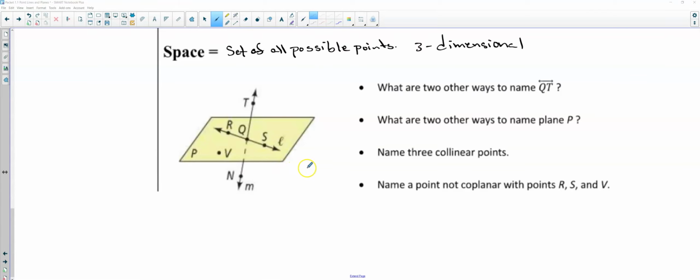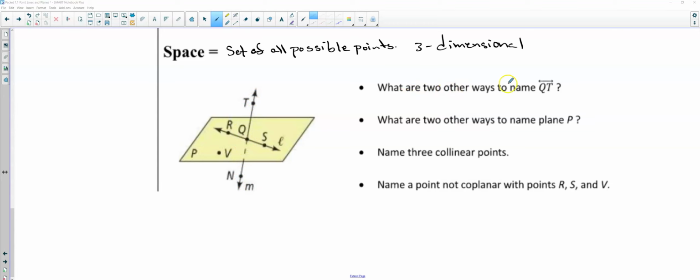Okay, here's an example. Here we are given a plane. We're given points that are on the plane. We have a line on the plane, and we have a line that comes from the top, that is not on that plane. It intersects the plane at this point right here, and then keeps going down. You see that? So it goes right under. So this line M is not on that plane.